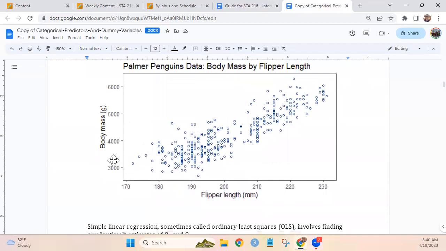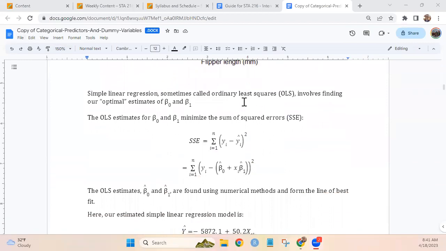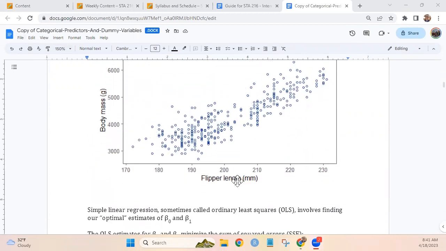One quantitative predictor, one quantitative response variable, right? And we can use SAS to get a line of best fit through this data. SAS uses calculus to find what's called the ordinary least squares solution. Essentially the intercept estimate and slope estimate that find us that line of best fit through the data.